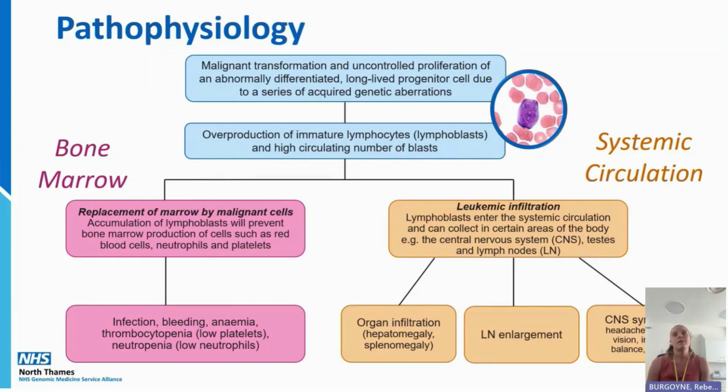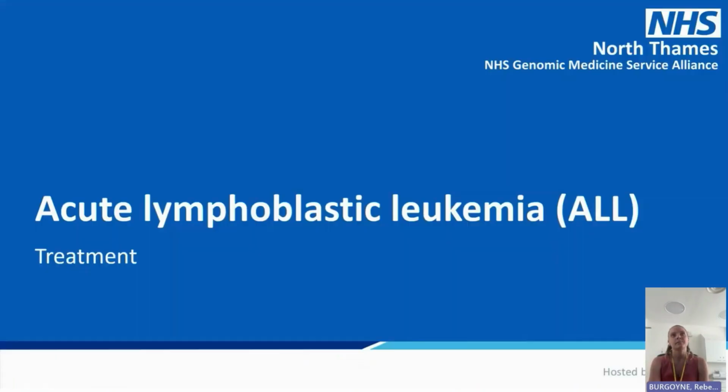And depending on where they accumulate, we see the downstream effects of that. So for example, if they accumulate in the CNS, we get CNS type symptoms such as headaches and blurred vision. So how do we treat it?